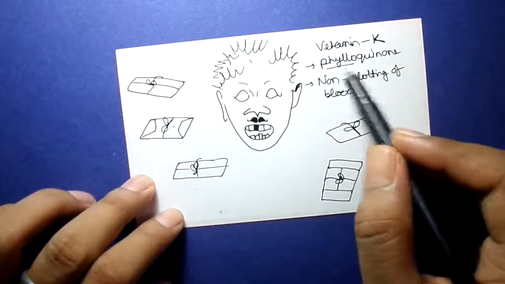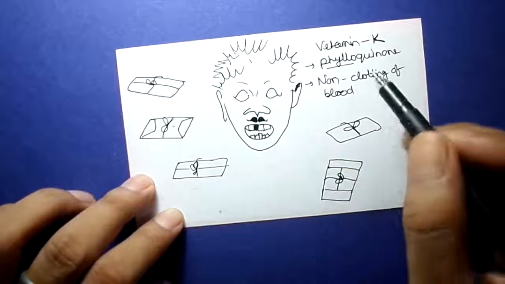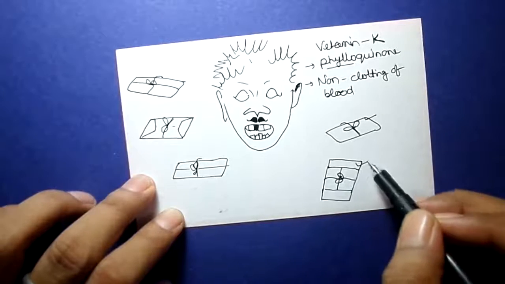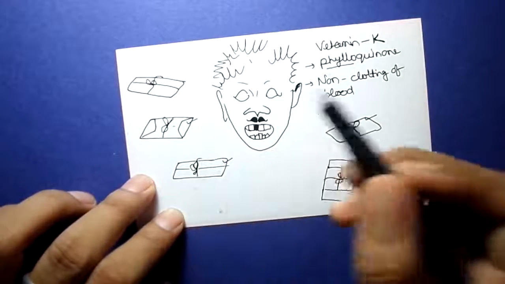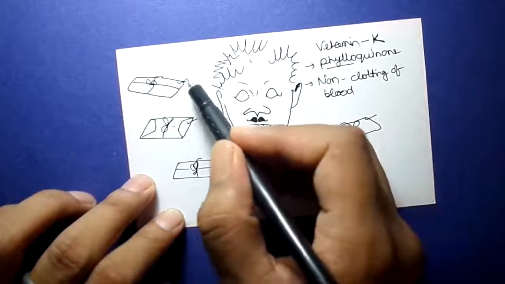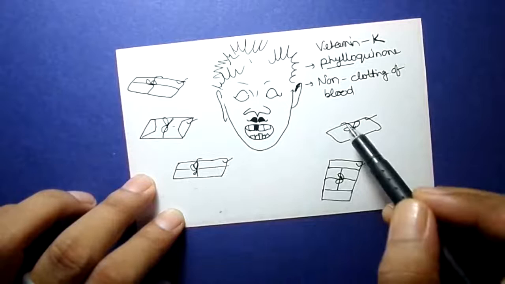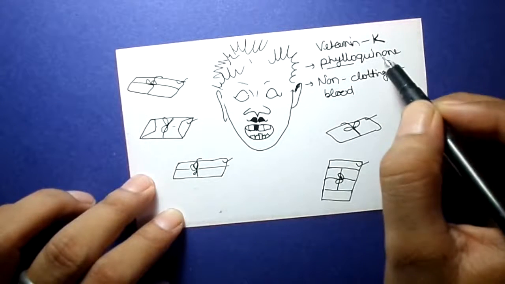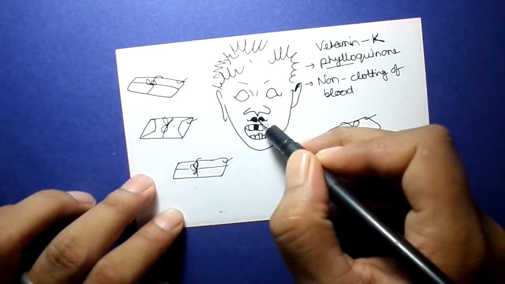So he prescribed phylloquinone and the person started eating files. Files of his son, files of his office, files of his brothers, files of his parents, files of his friends. He started eating all the files. He would have been thinking that he will get phylloquinone from these files, but he was wrong.